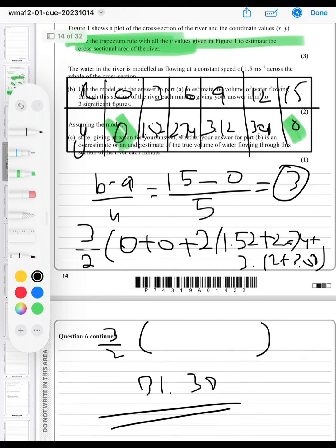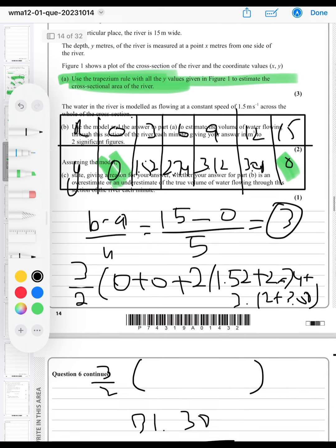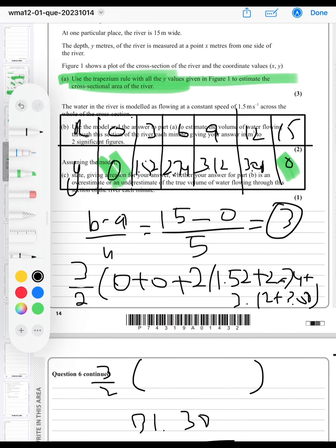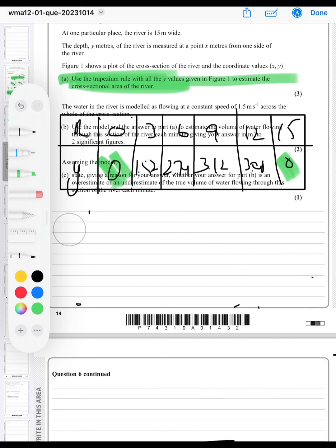I hope this is clear now. The first part is clear. So now moving towards the next part, let me clear this. Moving towards the next part. So the next part is they're asking for, hold on.